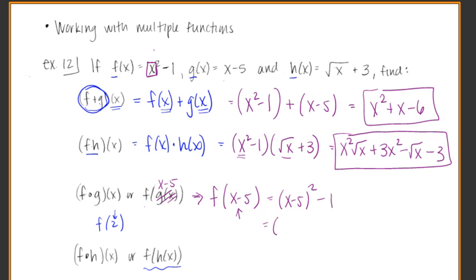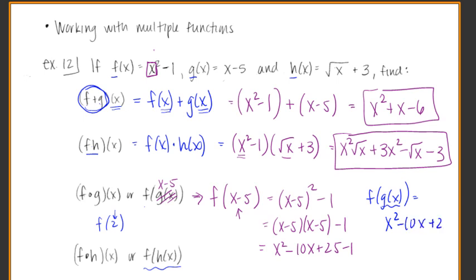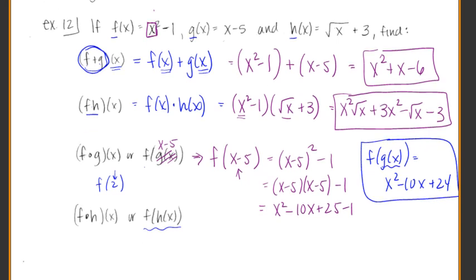I'm squaring a base that has 2 terms, so x minus 5 times x minus 5, and then minus 1. So the answer here is x squared minus, outside and inside give you a 10x, plus 25 minus 1. So all in all, when we combine this together, f of g of x, when I plug the g function into my f function, I get x squared minus 10x plus 24. And there's the answer. All right, let's try this one more time with another pairing.